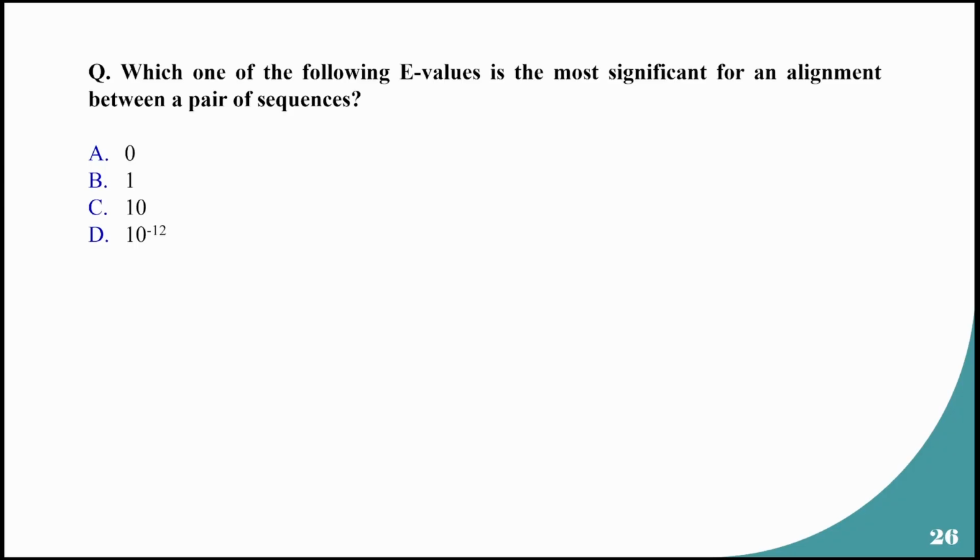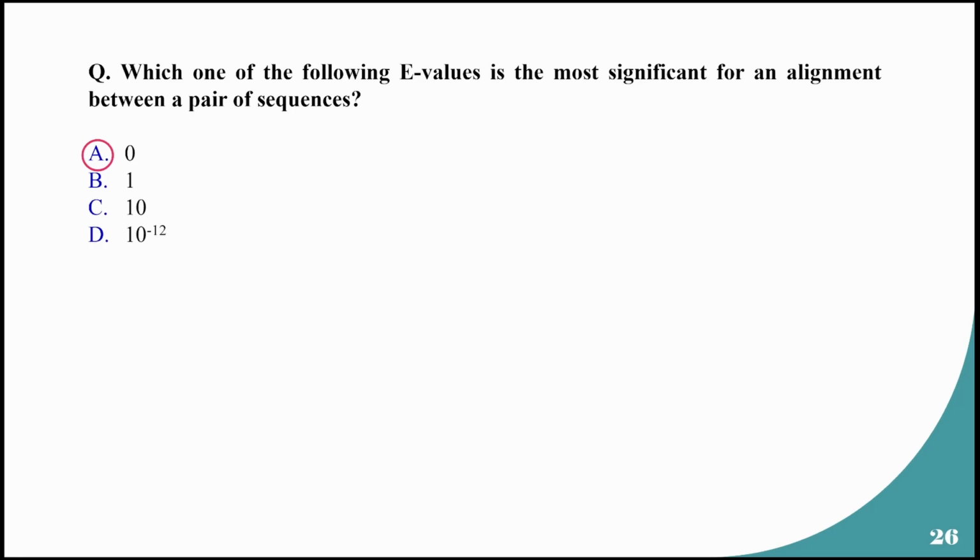So the E value relates to the significance, right? In this case, I see a lot of D answers. For the D option, of course, it's 10 to the power minus 2. That's a very low value. But technically speaking, the most significant alignment between a pair of sequences should have an E value of 0.